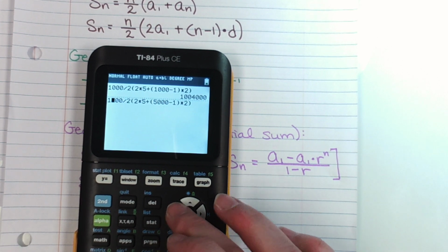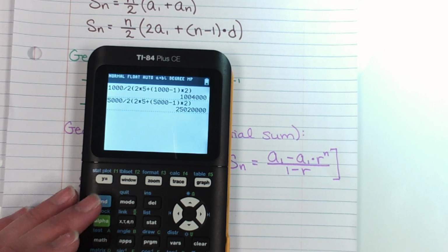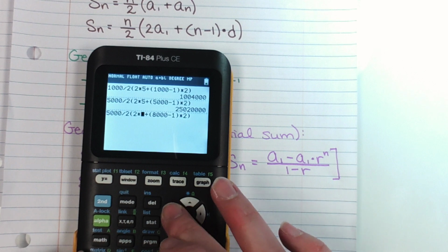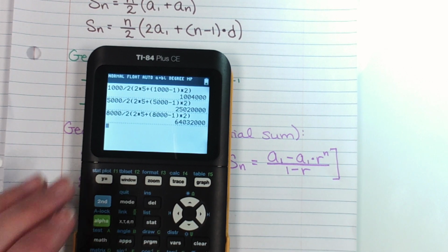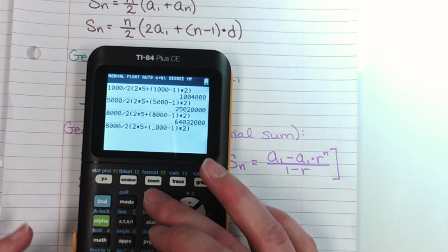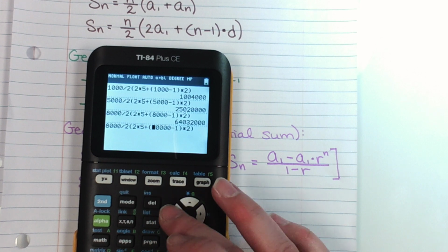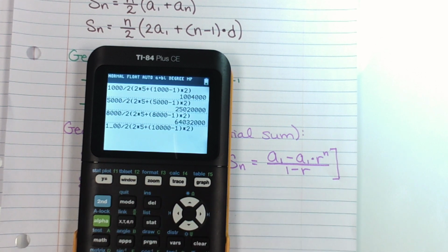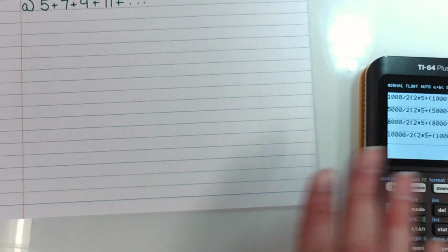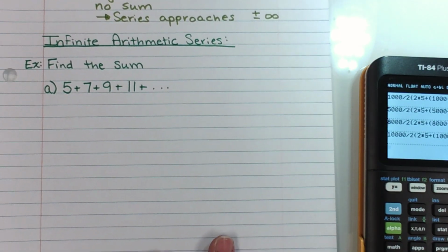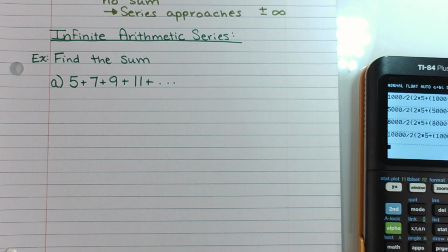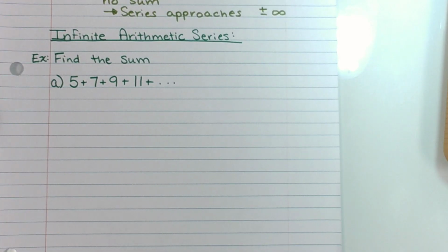Okay, I'm looking for a pattern here. Let's try adding 5,000 numbers. 8,000 numbers. 10,000 numbers. Does it appear to be leveling out at anything, kind of like our warm-up one did? No. Does it make sense that it wouldn't level out? Aren't we just adding increasingly big numbers? Is it ever going to stop getting bigger if I'm just adding bigger numbers? No. So, this arithmetic series diverges.